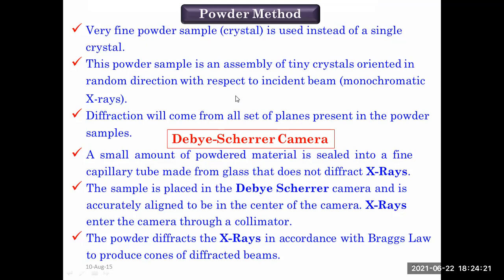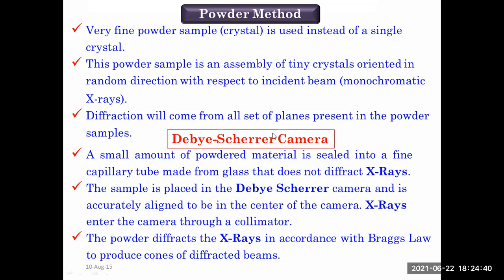And here we remember that we are taking monochromatic X-rays. Monochromatic is single-colored X-ray. So now for diffraction, you will get a diffraction of the plane wave when particular conditions are satisfied. That is, it should obey Bragg's equation, that is 2d sin theta is equal to n lambda.